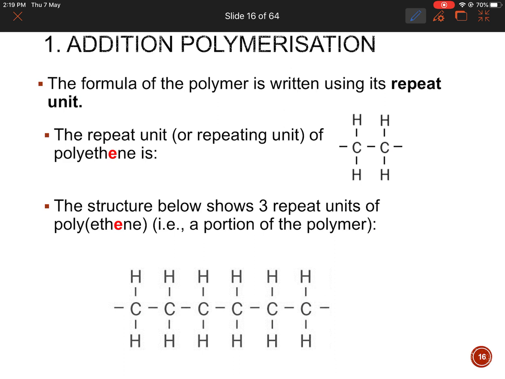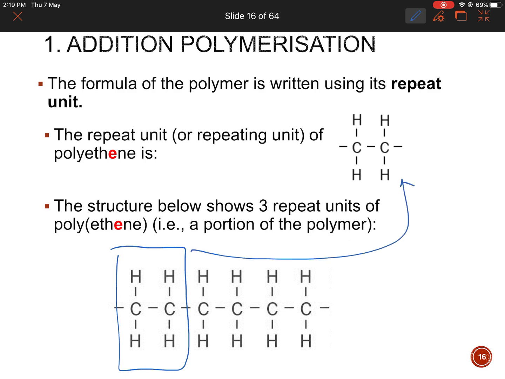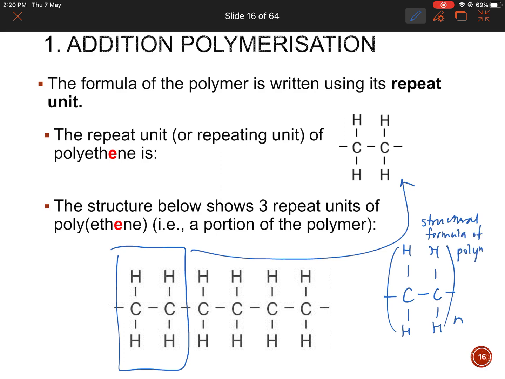So when I want to find and write the formula of my polymer, I first need to know the repeat unit. If I look at this chain over here, I can see that this is my repeat unit. Okay, so my repeat unit looks like that. Once I have my repeat unit, when I draw it out, to represent the structural formula of my polymer, I'll just put a bracket and N. This is the structural formula of my polymer.